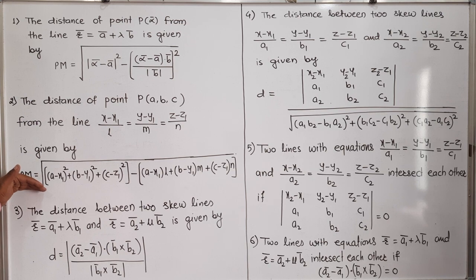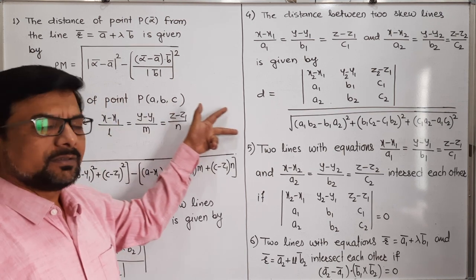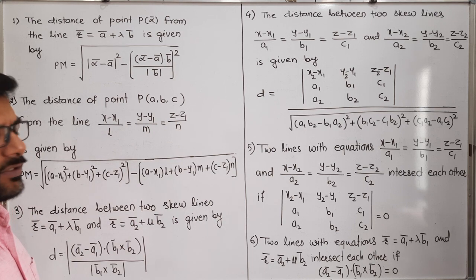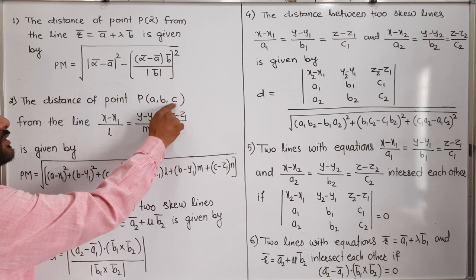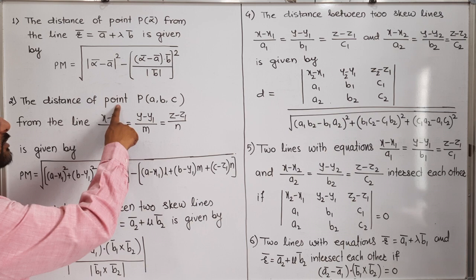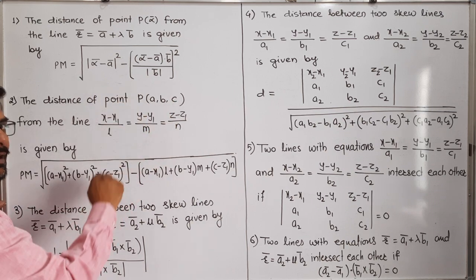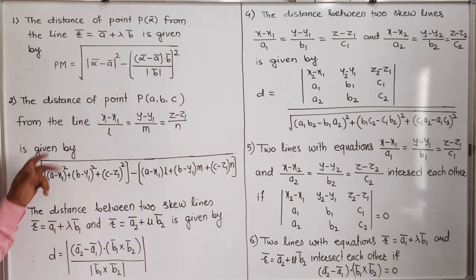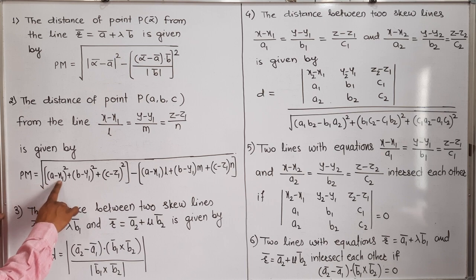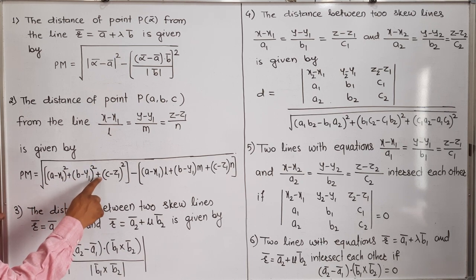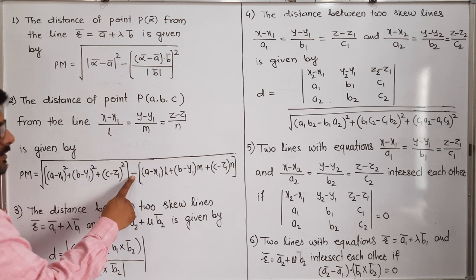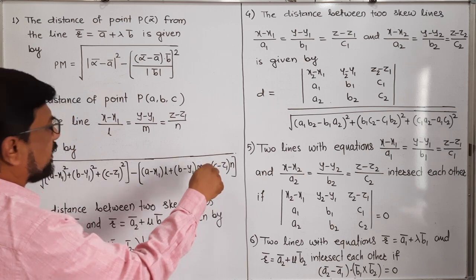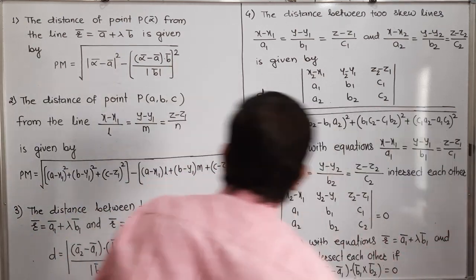Now the same formula in Cartesian form, if the equation of line is given in Cartesian form. Remember that here L, M, N are nothing but the direction cosines of the line, and the coordinates of the point are P(a, b, c), and the equation of line is given in this form: x minus x1 upon L is equal to y minus y1 upon M is equal to z minus z1 upon N. Then this distance is given by under root of (a minus x1) whole square plus (b minus y1) whole square plus (c minus z1) whole square, minus [(a minus x1) into L plus (b minus y1) into M plus (c minus z1) into N] whole square. Sorry, it is a whole square.